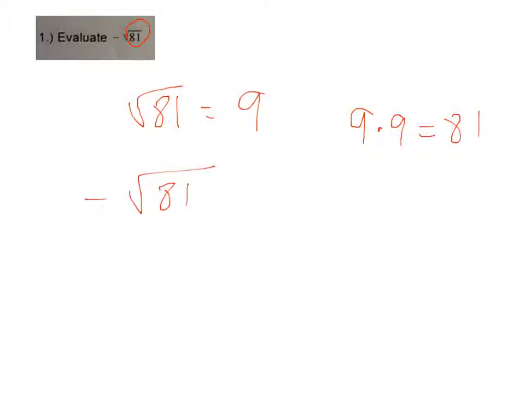Right here we want to evaluate the negative of the square root of 81. Well, if we just focus on that right there, the square root of 81 is 9, because if you take 9 times 9, that equals 81. So if you have the negative square root of 81, then you have the answer as that. So it's the negative 9.